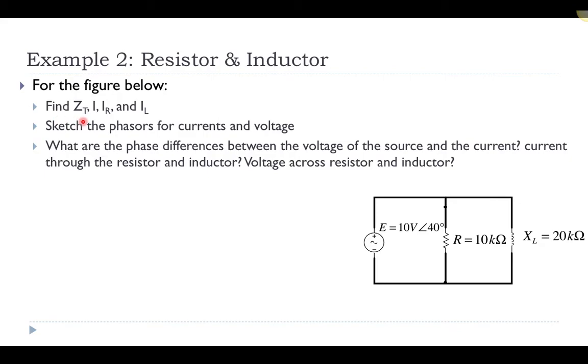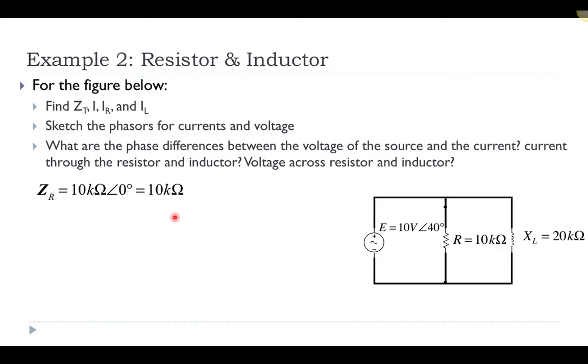So we're asked to determine the total equivalent impedance, the current that comes out of the voltage supply, and then the current that passes through the resistor and the inductor. And then we want to sketch the phasors for these currents and voltages and figure out the phase difference between the total current that's coming out of the source and this voltage supply.